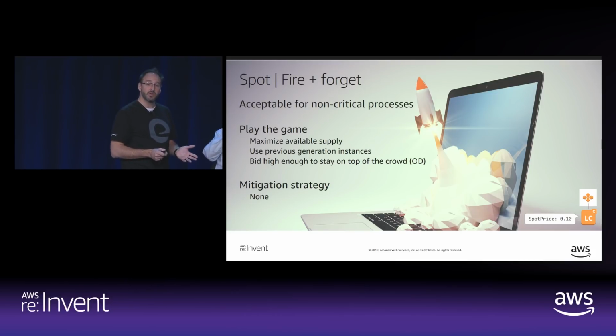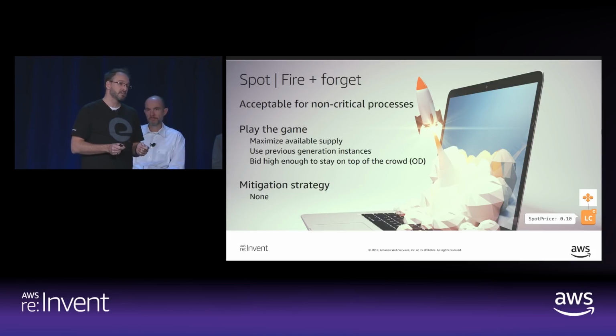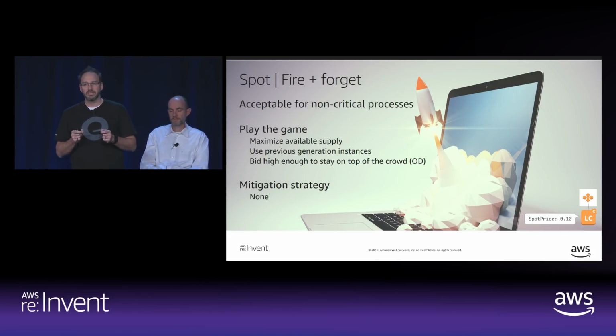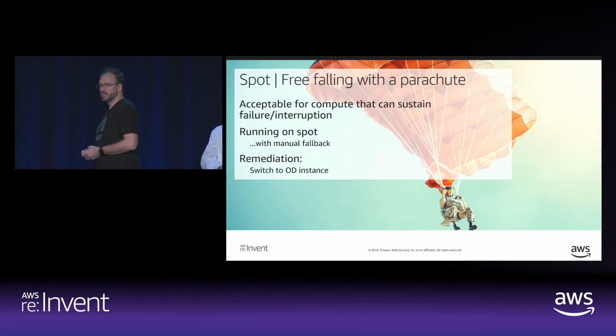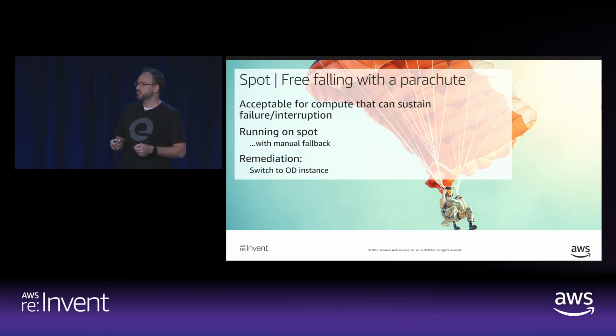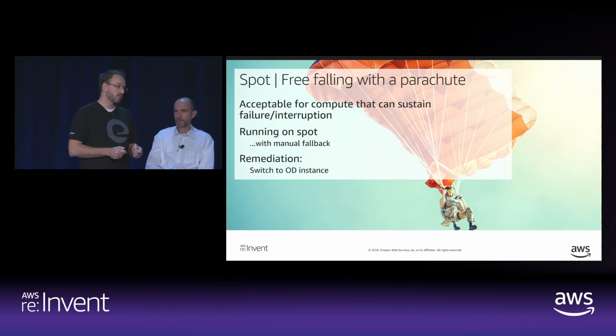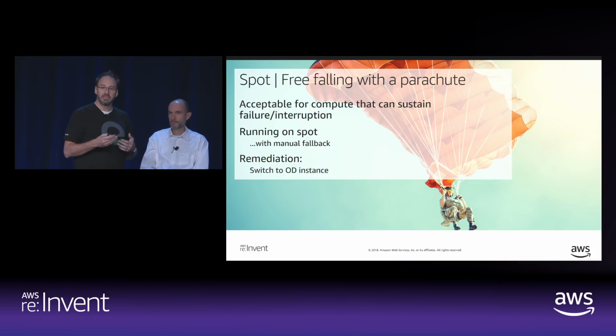But sometimes this strategy is not applicable because you want to use a specialized type of instance that has more dynamic forces of supply and demand. And then we came up with another strategy we call free-falling with a parachute. In this strategy, we run our instances on Spot, but we have a fallback. We have a manual trigger that we can use to bring back our instances to on-demand if needed. Two key characteristics to use this strategy is that the service or process that you're running it on must be able to sustain failure or interruption without any immediate intervention.